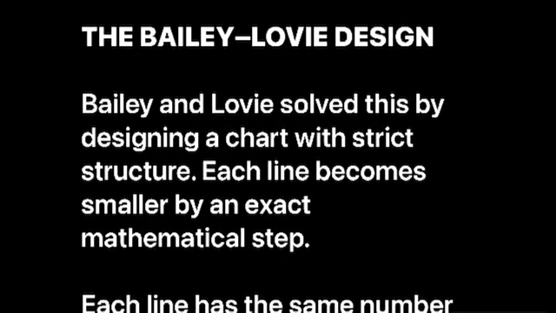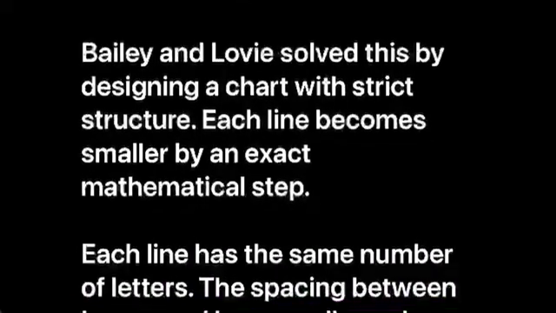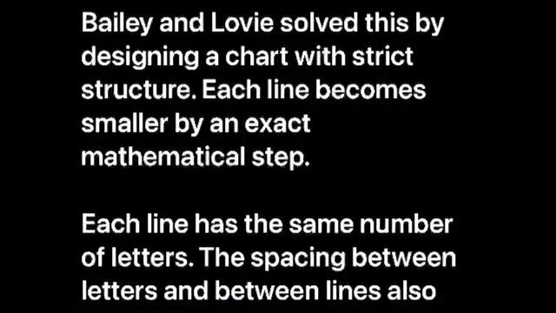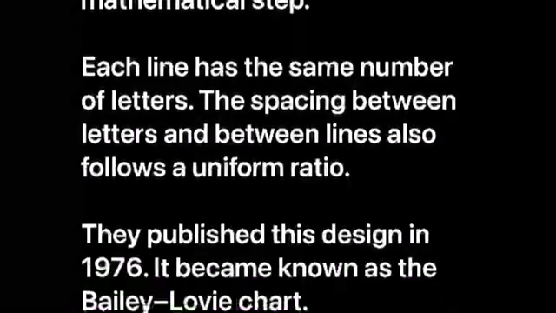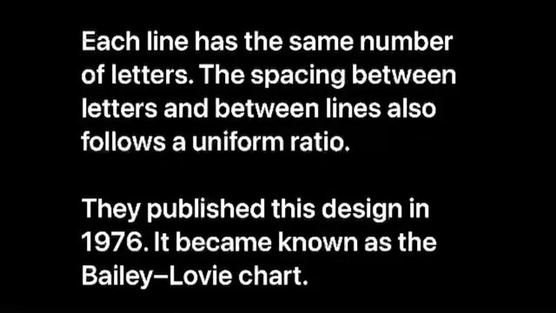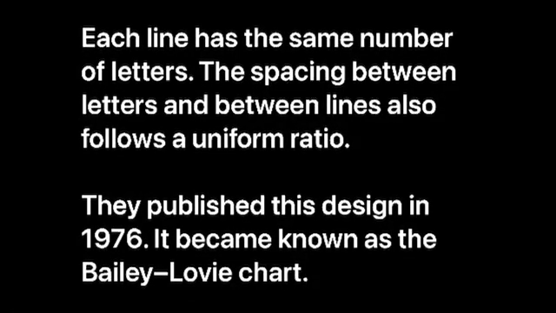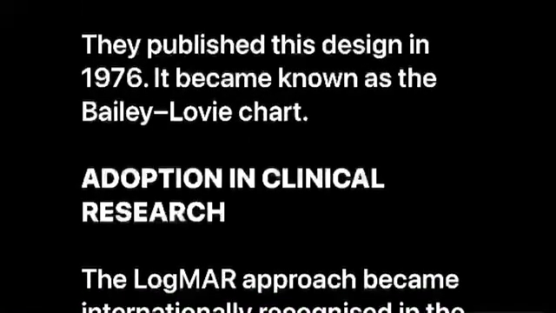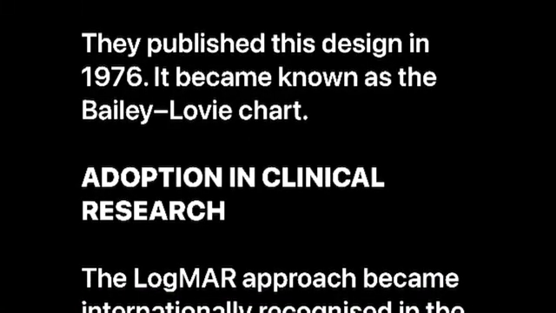The Bailey-Lovie design. Bailey and Lovie solved this by designing a chart with strict structure. Each line becomes smaller by an exact mathematical step. Each line has the same number of letters. The spacing between letters and between lines also follows a uniform ratio. They published this design in 1976. It became known as the Bailey-Lovie chart.